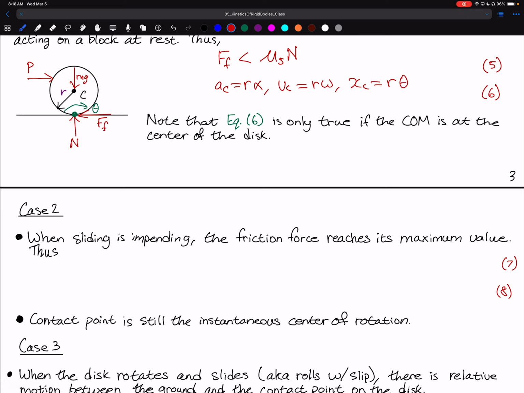So for case 2, this is when sliding is just impending or about to happen. This is where the friction force is going to reach its maximum value. So this is a case where you'll know that this friction force is exactly equal to, I'm sorry, it's still static friction, mu s times N.